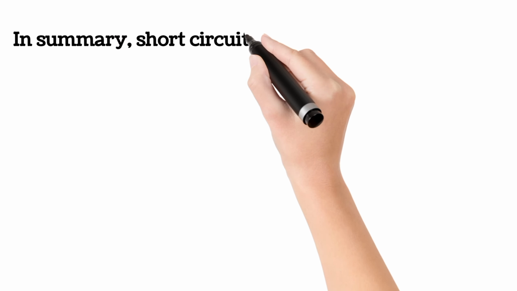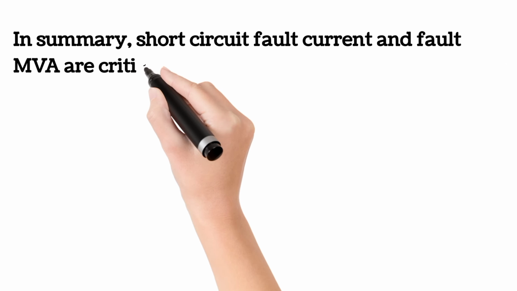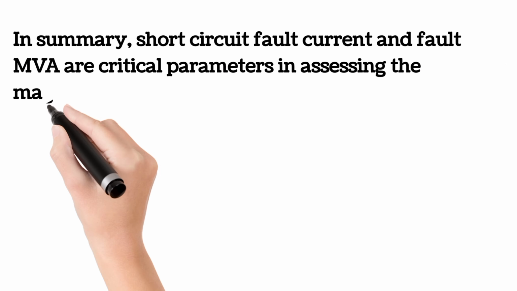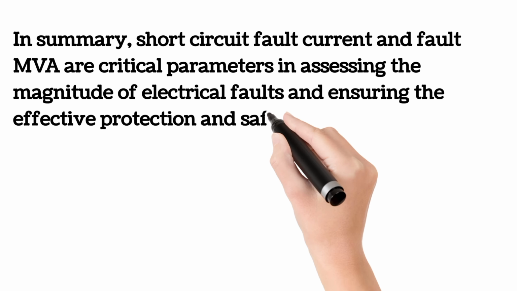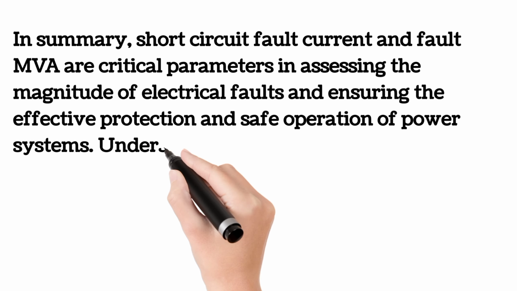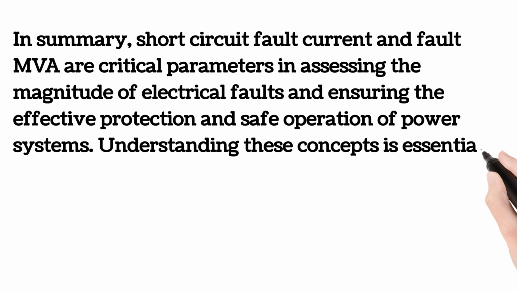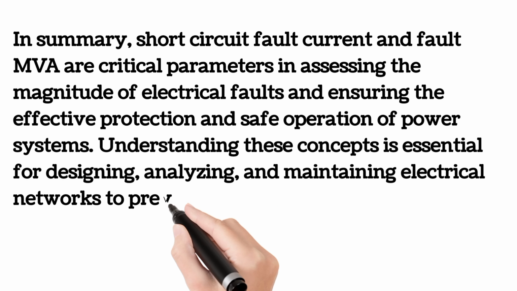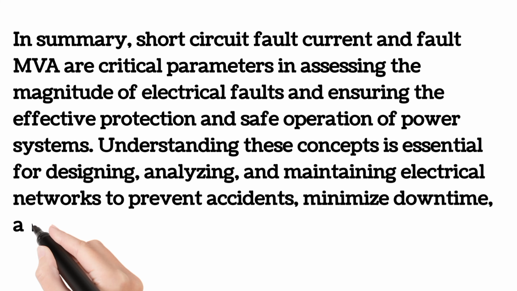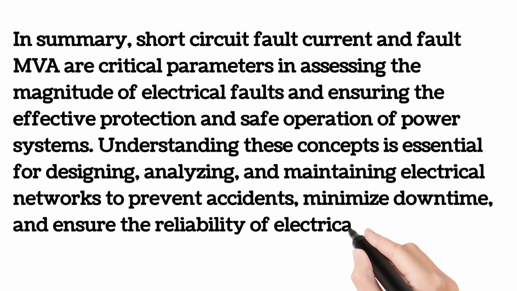In summary, short-circuit fault current and fault MVA are critical parameters in assessing the magnitude of electrical faults and ensuring the effective protection and safe operation of power systems. Understanding these concepts is essential for designing, analyzing, and maintaining electrical networks to prevent accidents, minimize downtime, and ensure the reliability of electrical supply.